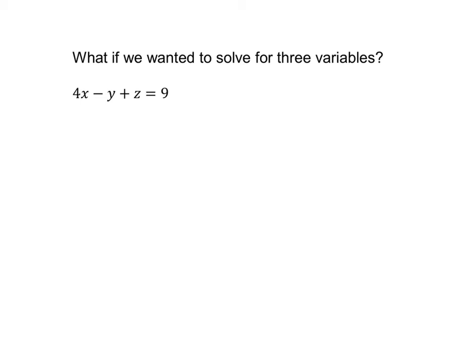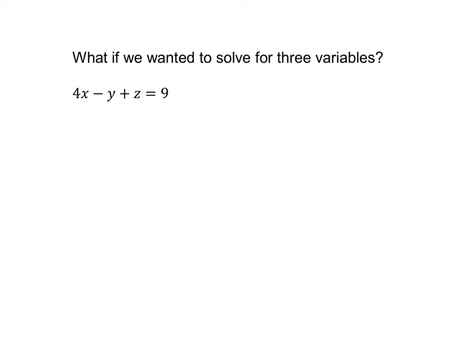What about this now? What if we wanted to solve for three variables? If I had this equation, 4x minus y plus z is equal to 9, would you be able to do that? You've probably figured it out. No, you wouldn't be able to, because if I want to get a single value for x, I can't do that because I don't know what y is and I don't know what z is. And if I wanted to find out what y is, I can't do that because I don't know what x is and what z is. So there's not enough information.